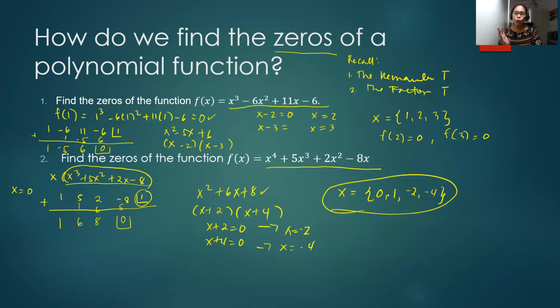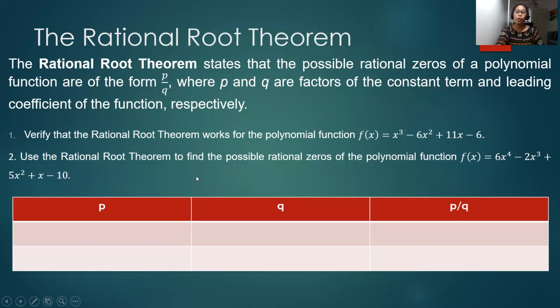One way of identifying the possible rational zeros of a polynomial function is by using the rational root theorem. The rational root theorem states that the possible rational zeros of a polynomial function are of the form p over q, where p and q are the factors of the constant term and the leading coefficient. Meaning p is for the factors of the constant term, while q is for the factors of the leading coefficient.